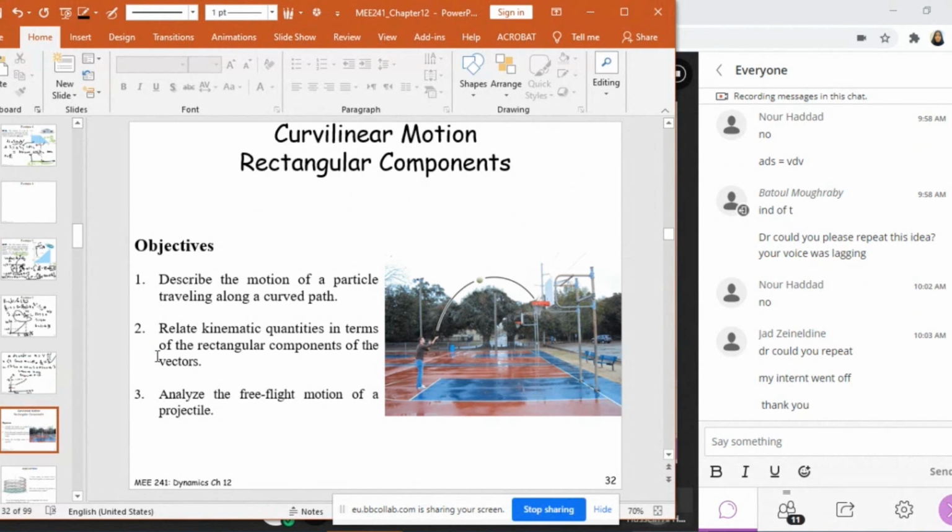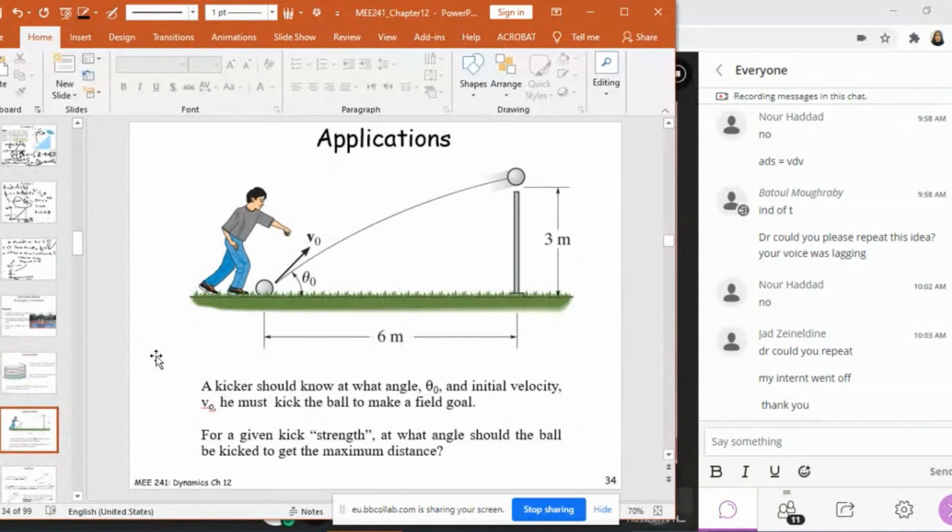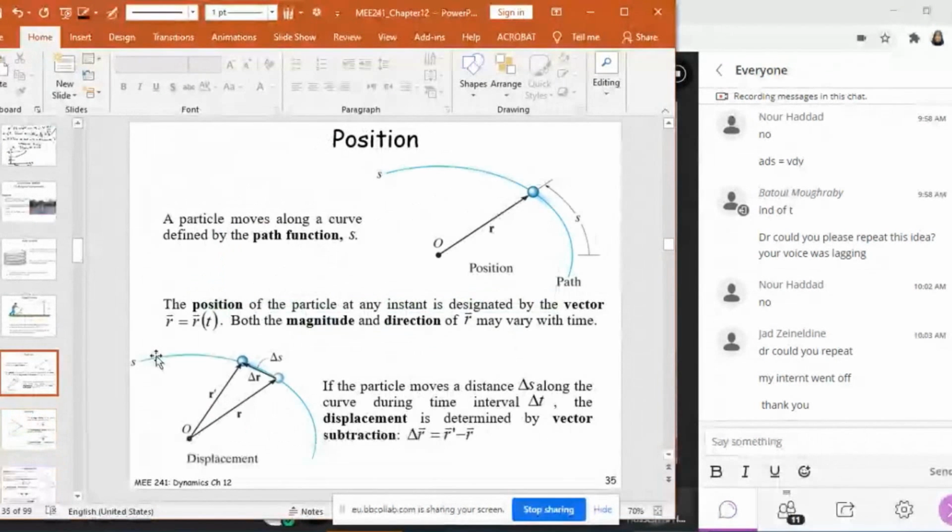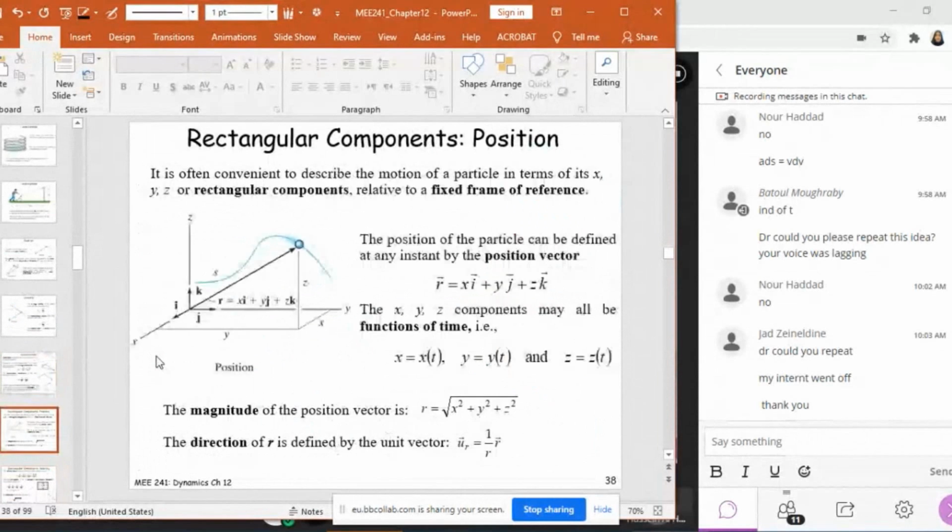In this case, when I have a curvilinear motion, I should not use the knowledge acquired in the rectilinear motion, because in fact here I have a curve. Now in this part, I'm gonna represent this curve using rectangular components. Now what are the rectangular components? They are x, y, z. In vector form, they are i, j, k. So I should, for example, represent the position vector r using x i plus y j plus z k.